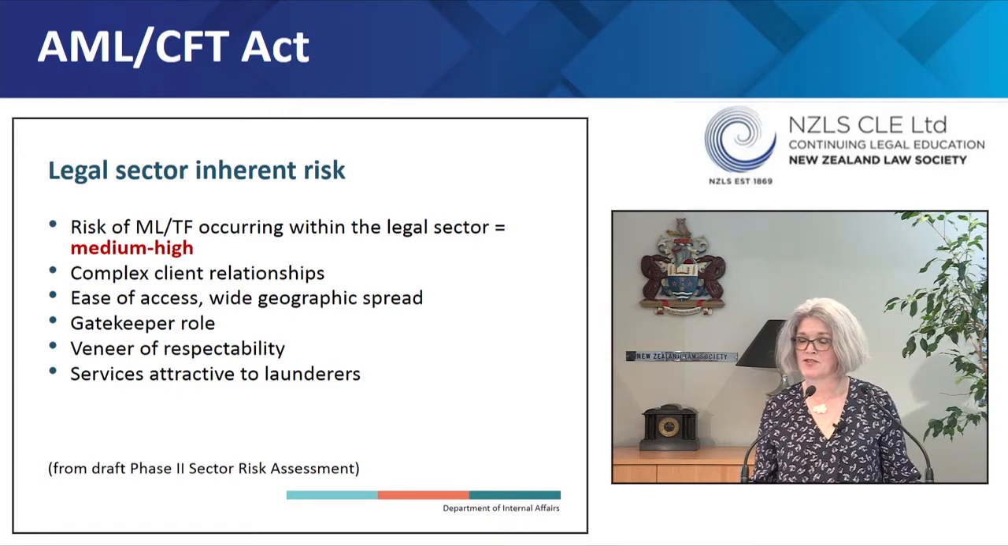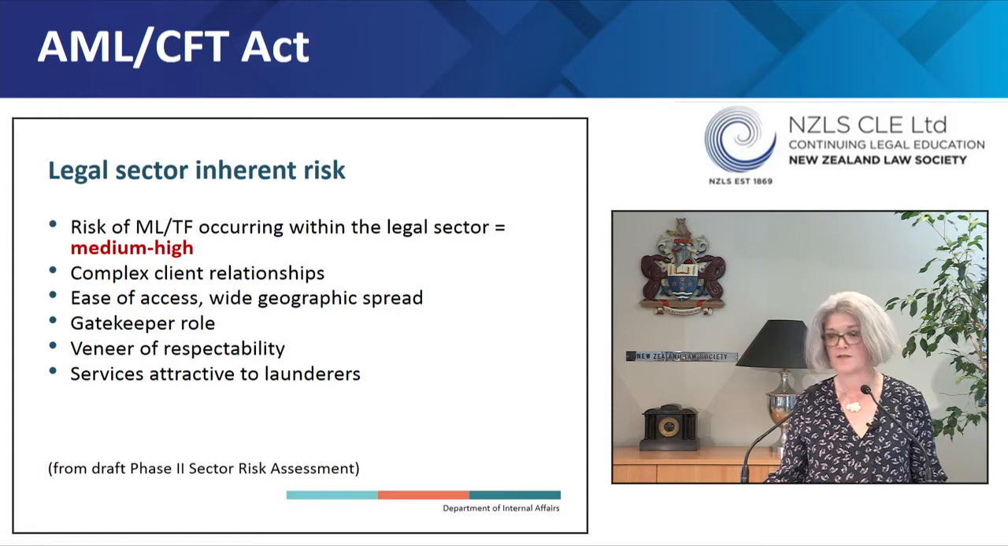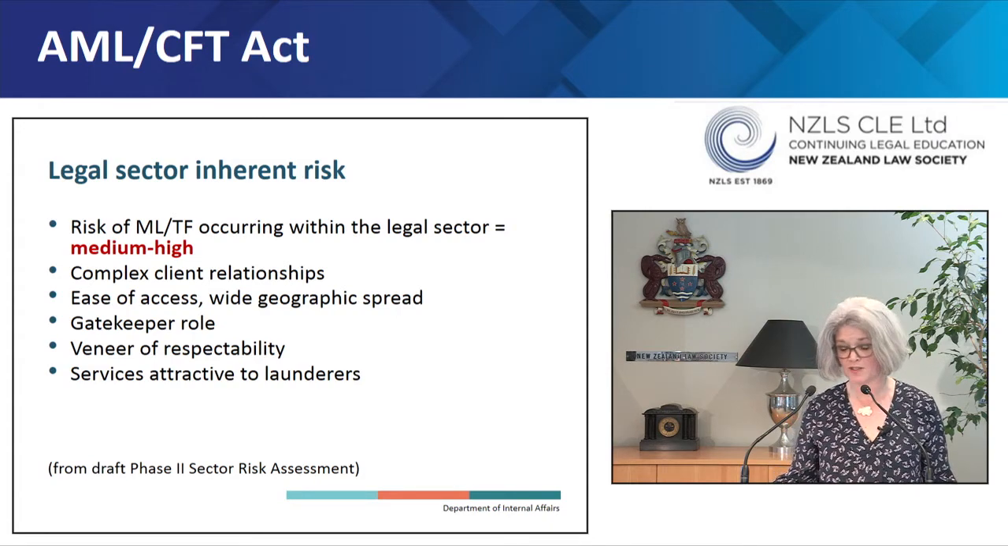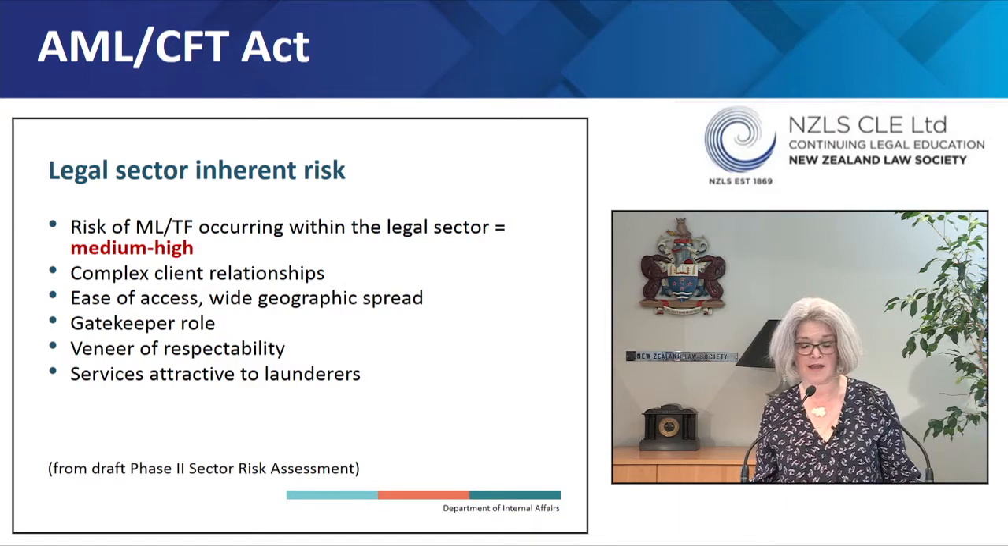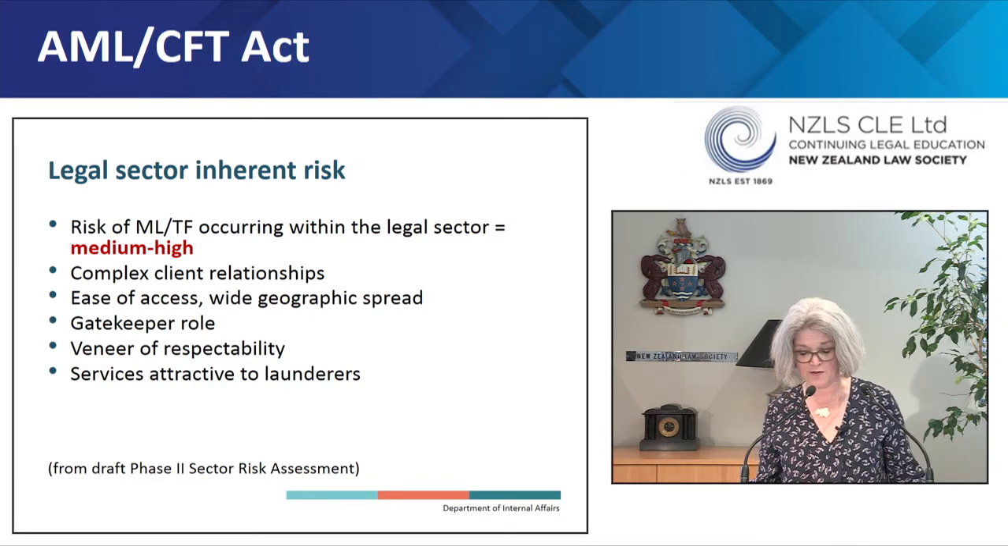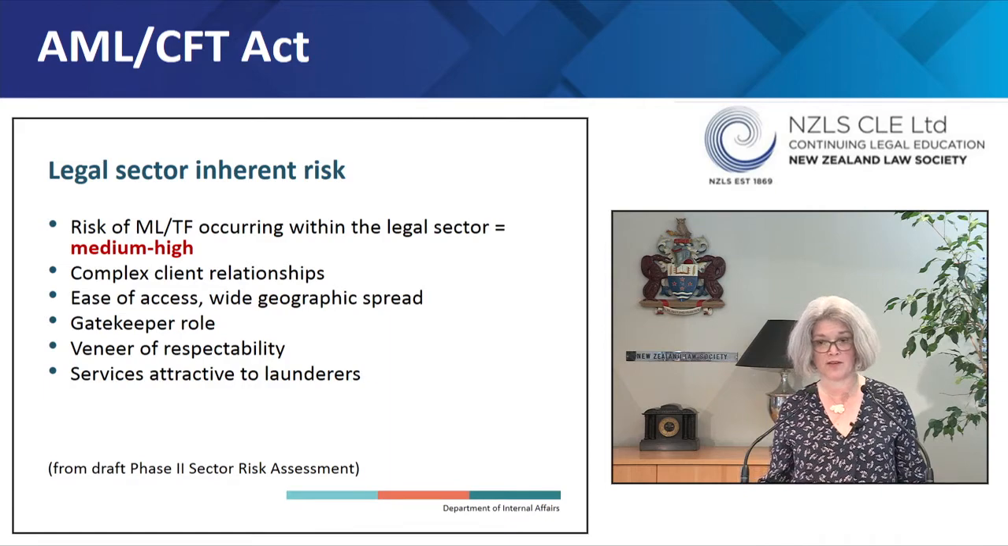So drilling down now to the legal sector and the risk identified there. Again, this is from our Phase 2 sector risk assessment. So we have assessed the risk of money laundering or terrorism financing occurring within the legal sector as medium to high. So that's the inherent risk if you don't have any money laundering controls. So without AML controls, the legal sector lends itself to a higher inherent risk of money laundering because client relationships can be complex and the identity of beneficial owners may not be clear.